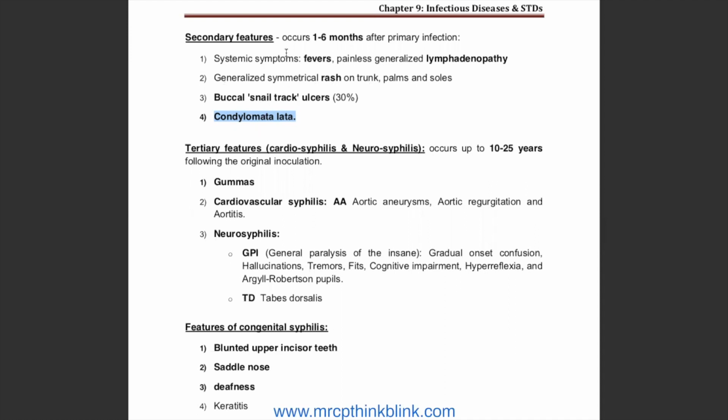With genital ulcer in the secondary stage, there will be buccal ulcer also. There will be a generalized rash, generalized lymphadenopathy, and also genital warts. Okay, this is the secondary. Within 1 to 6 months, this has happened.